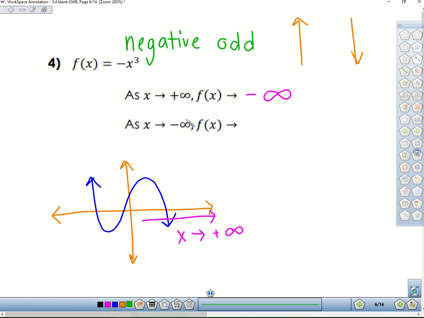So it basically says, as my x values go to the left, we look at my function on the left side over here. What's happening to my function as my x values go down? My function's going up. Okay. Moving on.